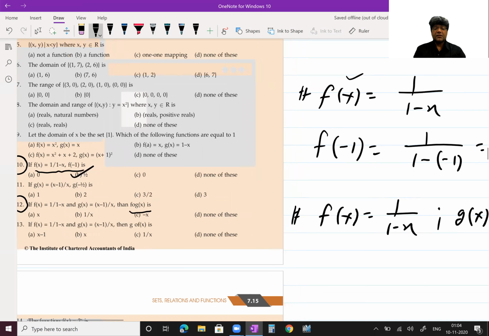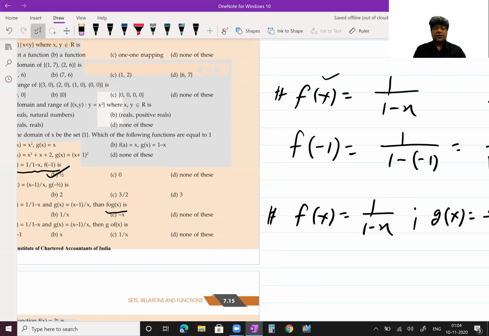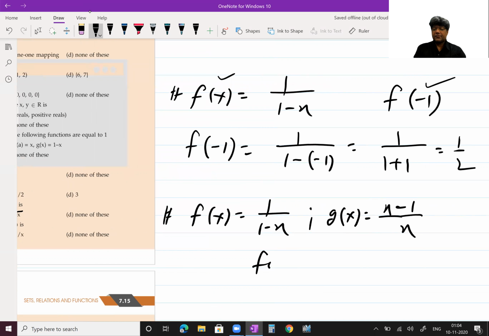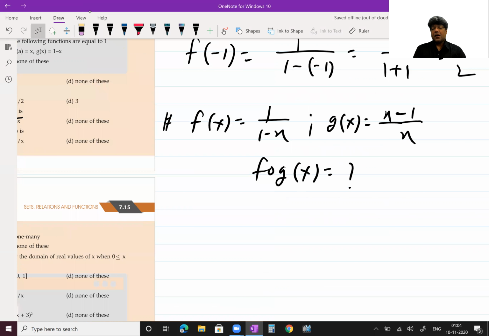gx is equal to x minus 1 by x. And the question has asked fog x. What I have taught, how to do this kind of composite function, guys. f of g, right? It's the proper format. f of gx, this thing you have been asked.